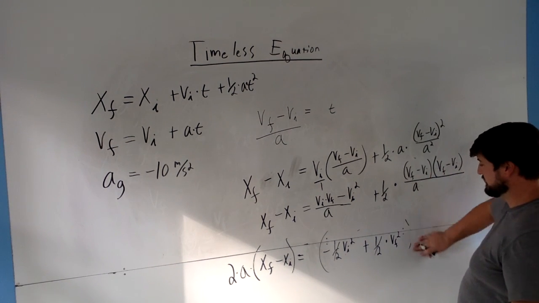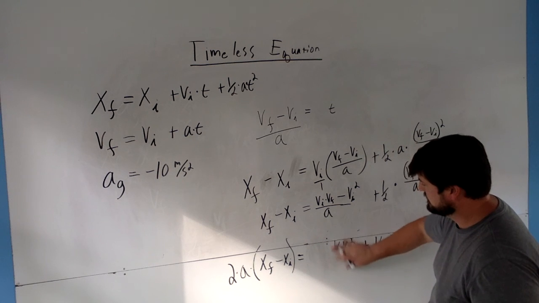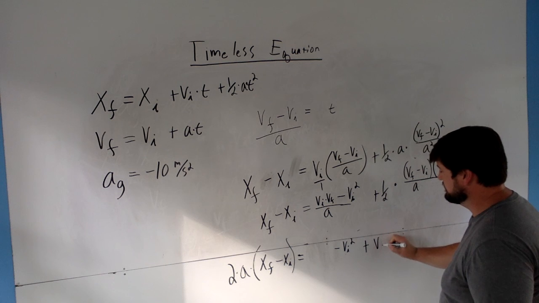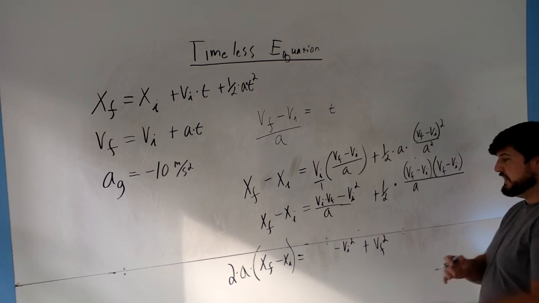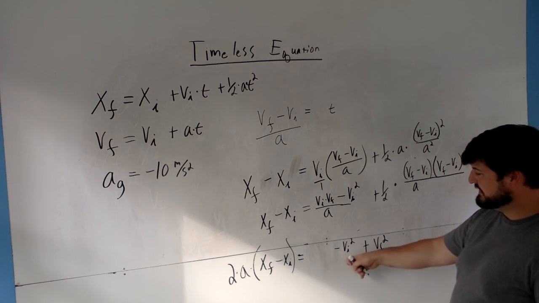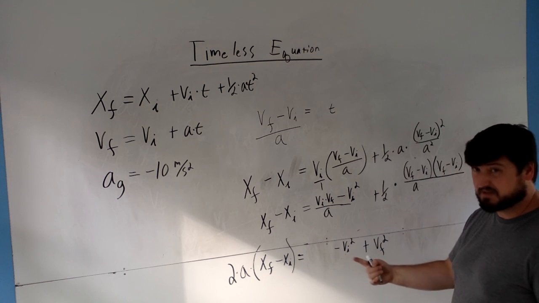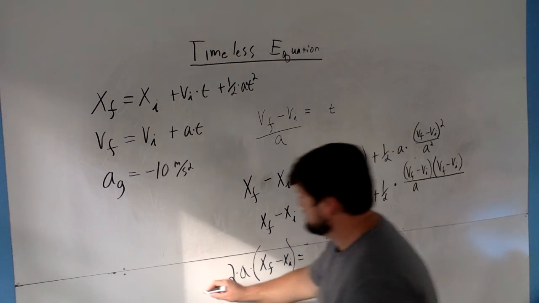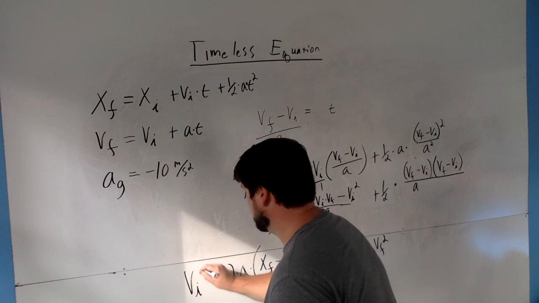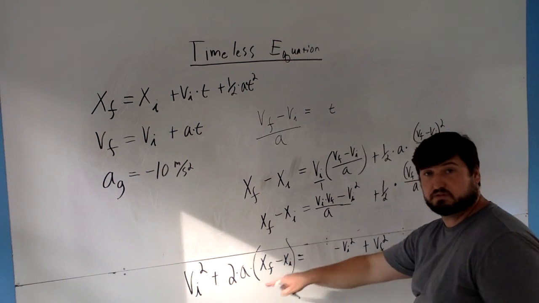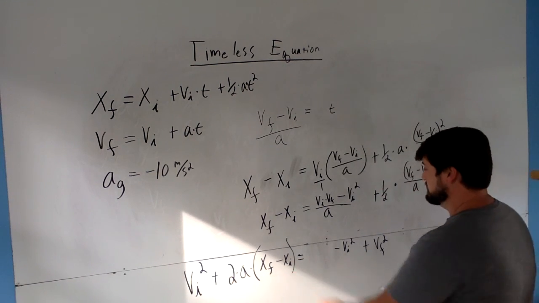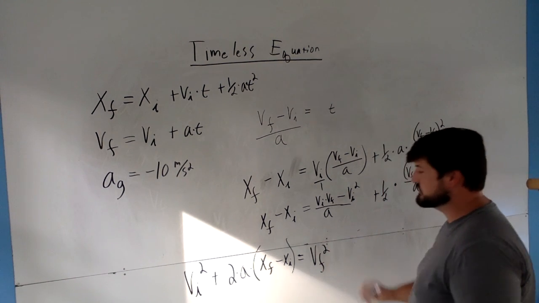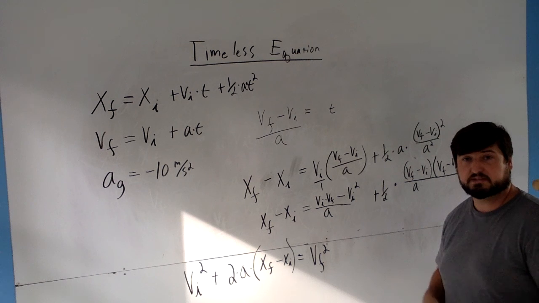Okay, and let me make this easier to look at. Okay, now I have a minus VI. Again, it's a minus, so maybe I should put it on the other side to make it a little cleaner. So I'm going to do that. I'm going to take and put plus VI squared. Okay, so VI squared plus 2A, change in my x. And all of that is now just equal to whatever's left over here, which is VF squared. And guys, that right there, that's your timeless equation.